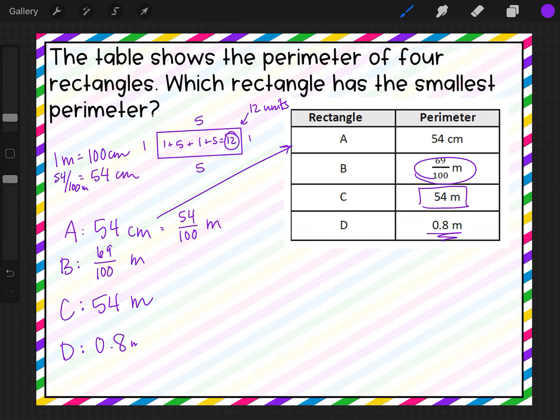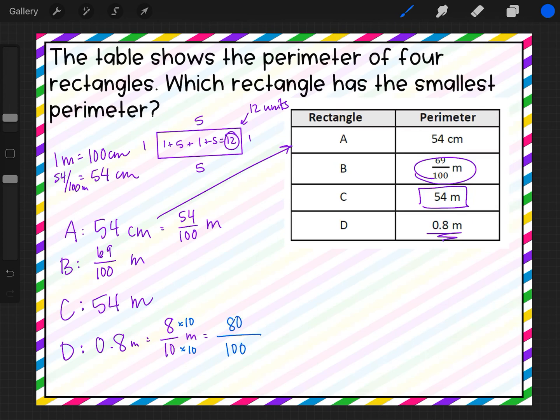And finally, the last one, I know that I can write 0.8 meters as, I know that that's 8/10 meter. And guess what? In order to make this go to hundredths, all I need to do is multiply the bottom by 10, because then it will equal 100, and multiply the top by 10. And I do 8 times 10, which I know will equal 80.